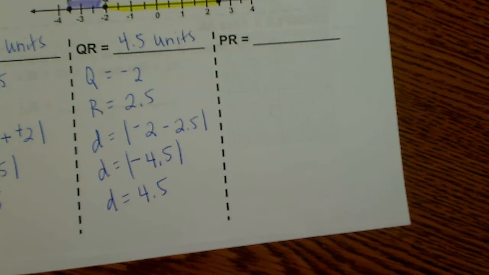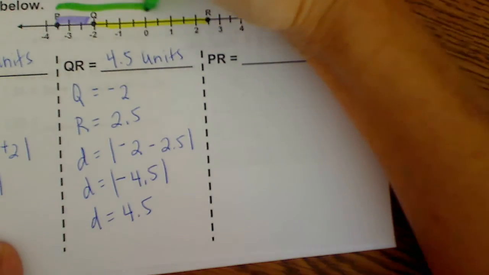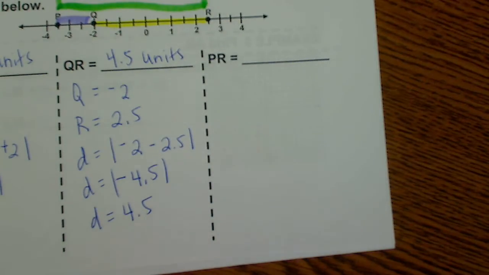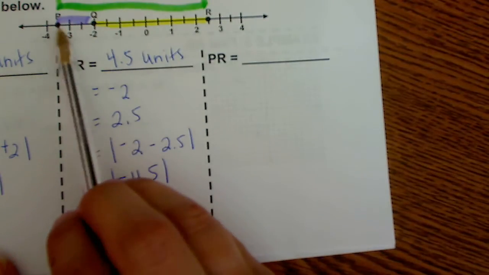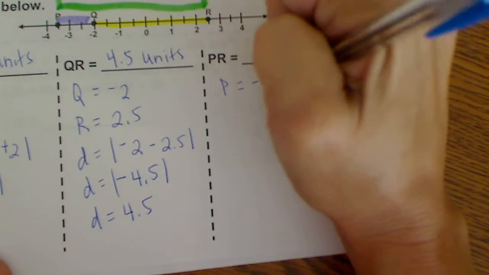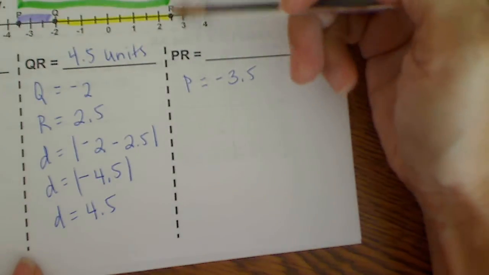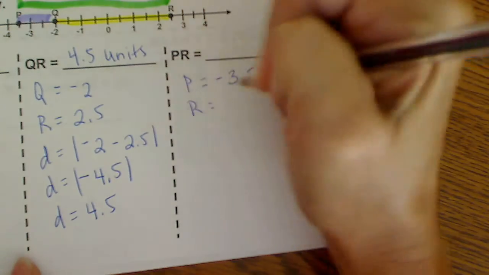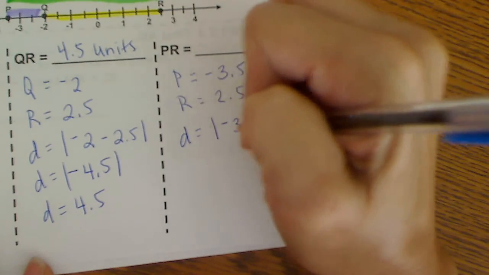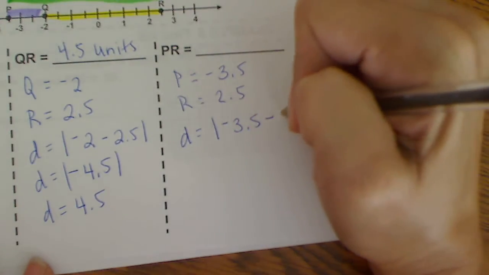And then the last one we're going to look at is from P to R. So from P to R, we're looking from P all the way to R right here. And so here's my P, which is located at -3.5, and my R is located at 2.5. The distance formula is the absolute value of the first one minus the second one.